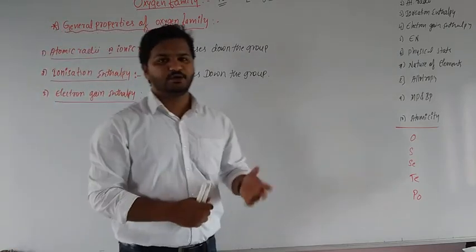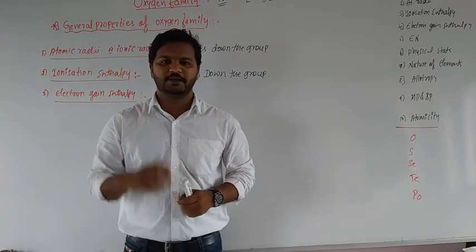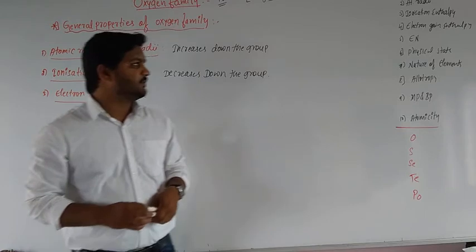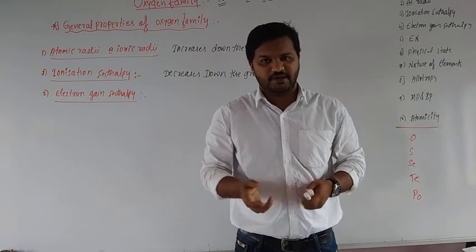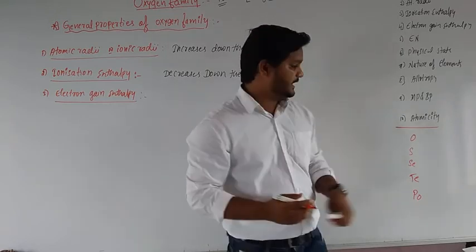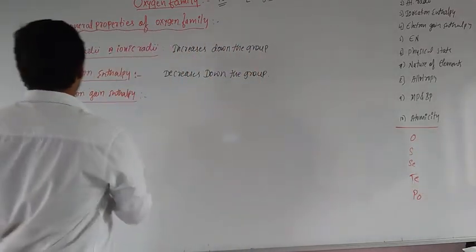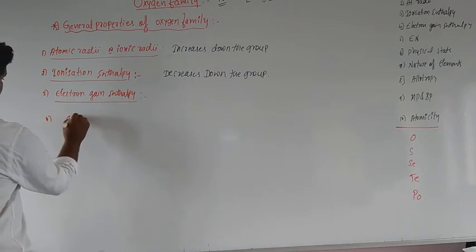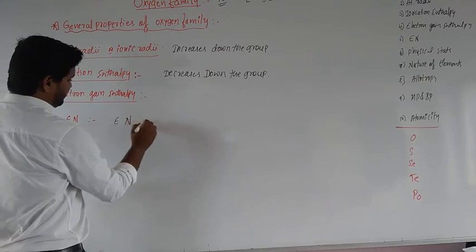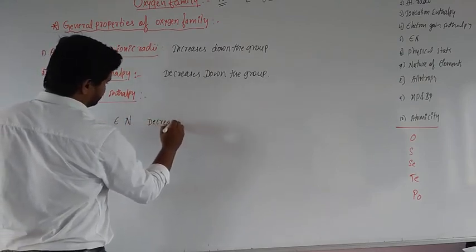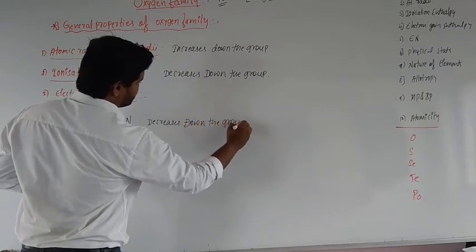And next one, electronegativity. Oxygen is the second most electronegative element in the periodic table, so it shows the highest electronegativity in the group. When you move along the group, electronegativity decreases down the group because of the increase in size.